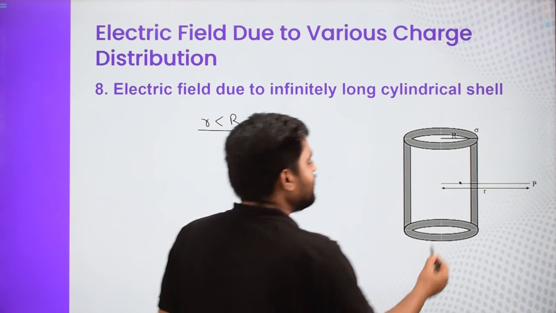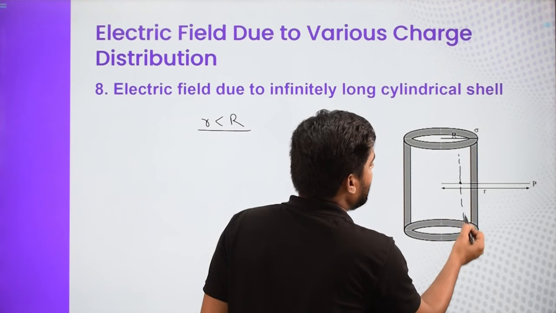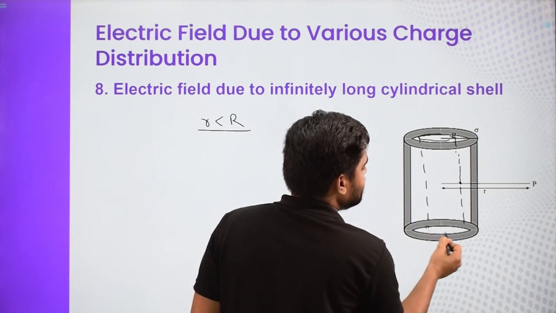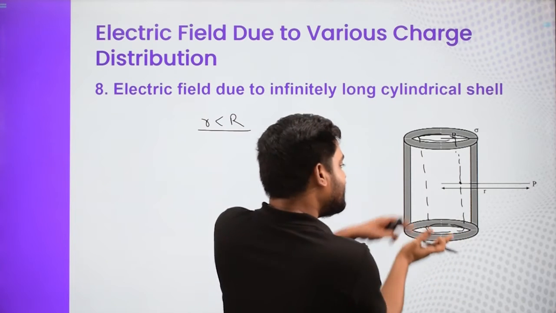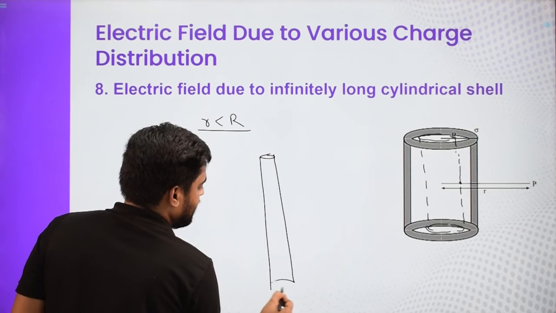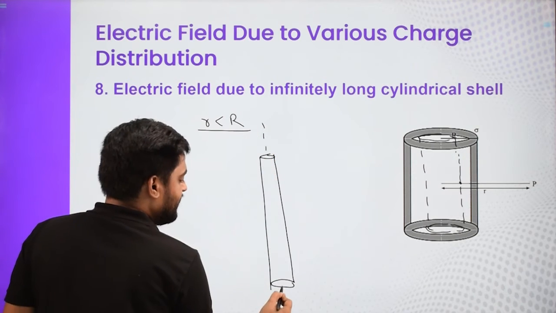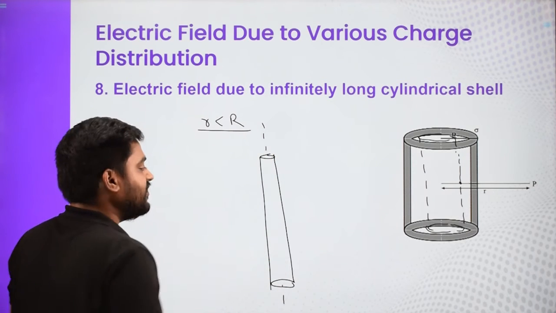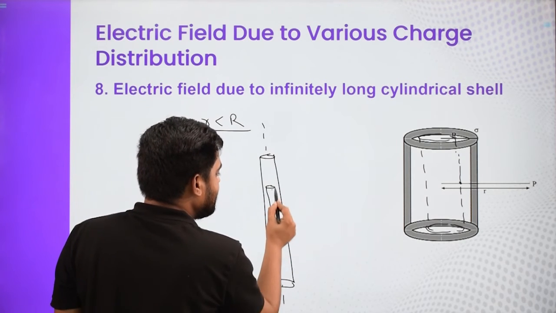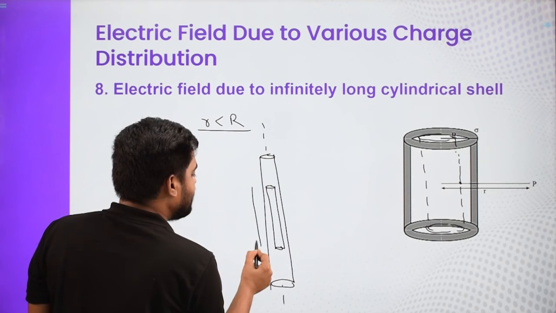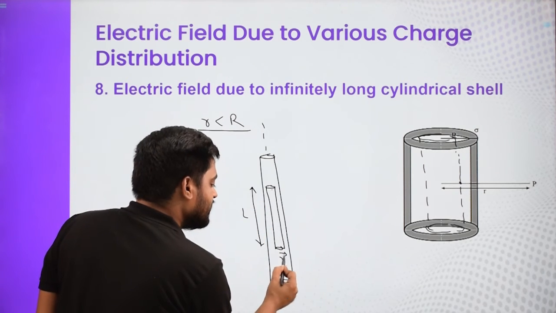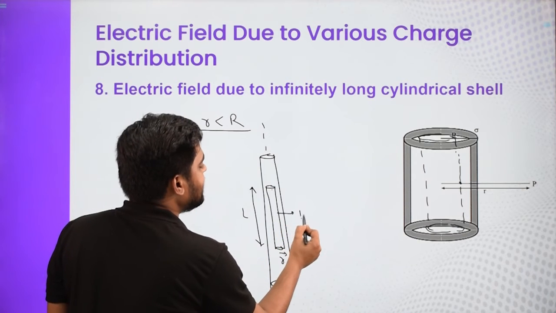So for that, I am going to assume this Gaussian surface. My Gaussian surface is also a cylindrical surface, and this is our infinitely long cylinder, going both ways all the way up to infinity. I am taking the Gaussian surface also as a cylinder, and let us say the length of that Gaussian surface is L, the radius is small r, and here the field is, let's say, E.